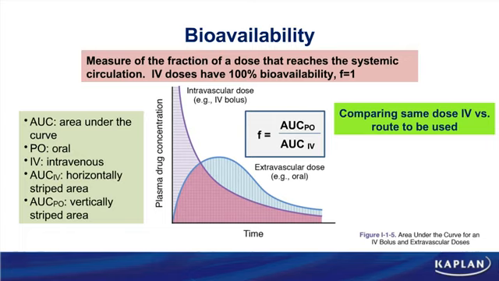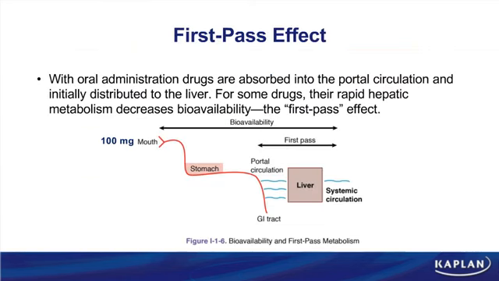It's not as important to worry about the curve that you see here. The figure that shows you the comparison between an IV dose and, let's say, an oral dose, that's not as important as understanding the concept of bioavailability as it relates to dosing adjustments. The first pass effect has a major influence on bioavailability for orally administered drugs. Remember, the first pass effect refers to the first pass going through the liver. When you take a drug orally, it has to survive the liver in order to make it into the systemic circulation.